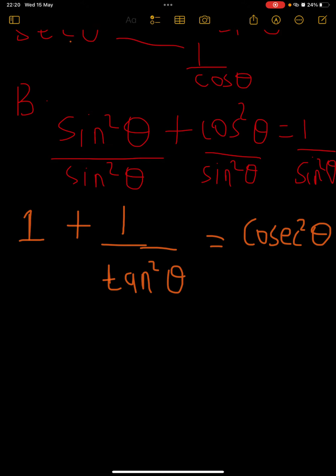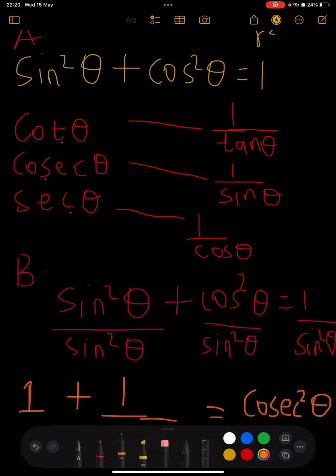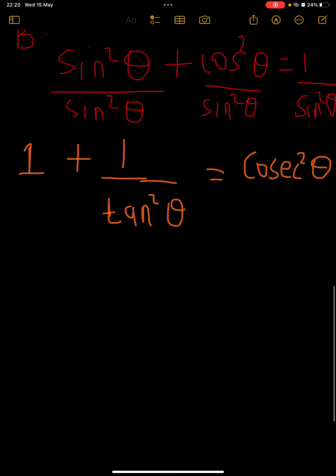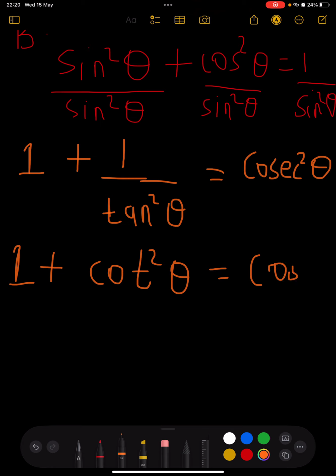But 1 over tan squared is cot squared. If we go back here, we've shown that 1 over tan is cot. Do you see it? We've shown that 1 over tan is basically cot. So I'm going to replace 1 over tan with cot theta. Okay, let's do that. So we can all see that we are now left with 1 plus cot theta. But I have to put a square because that one has a square. Equals cosec squared theta. Alright, and that's the second Pythagorean identity.